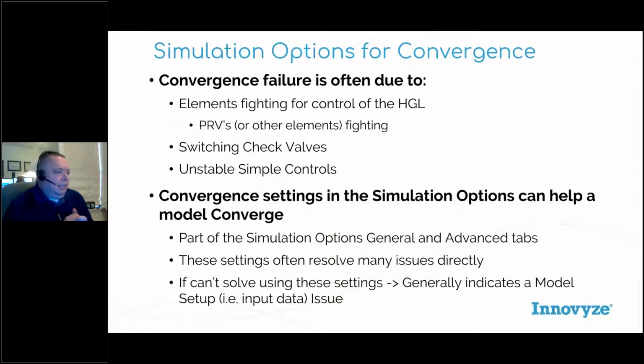The convergence settings that we're talking about that help are found in what's called the simulation options. Those are both on the General tab and the Advanced tab, and I'll show slides of those in a minute. These settings, like I said, often can solve many issues directly, and if it can't solve with these recommended settings, that's a pretty clear indicator there's something in the model setup, something in what it's doing, that's making it not possible, whether it's an unstable control or PRVs that are fighting. I just need to do some separation to solve that.